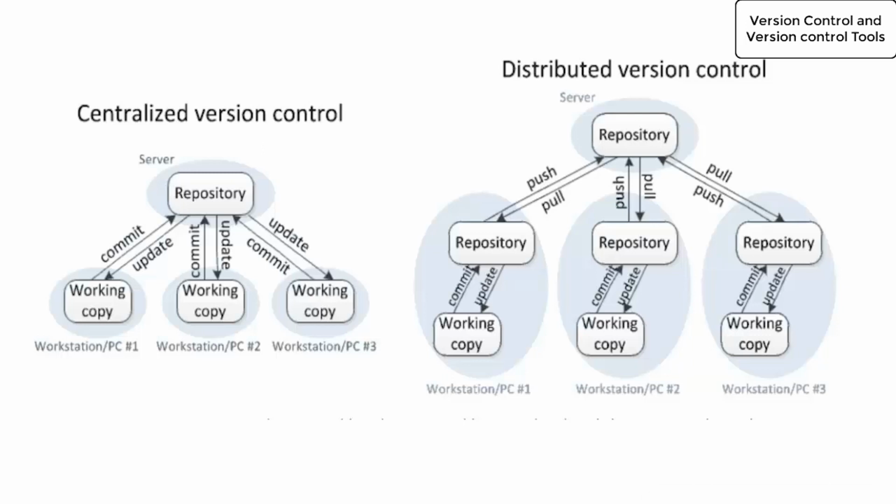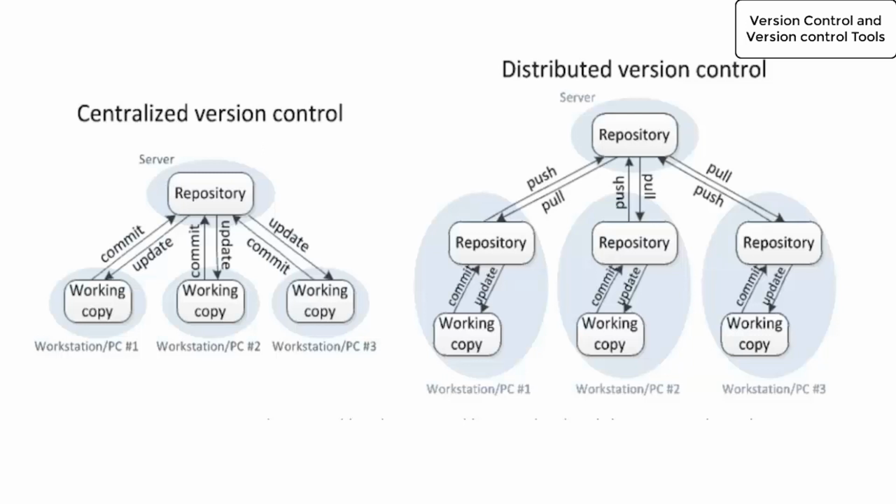It allows you to revert files back to a previous state, revert the entire project back to a previous state, compare changes over time, see who last modified something that might be causing a problem, who introduced an issue and when, and more. Using a version control system also generally means that if you screw things up or lose files, you can easily recover.